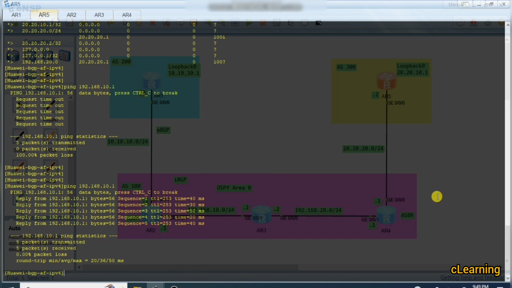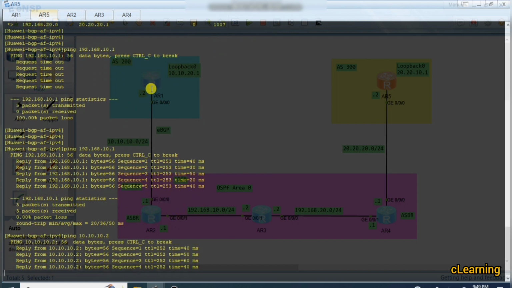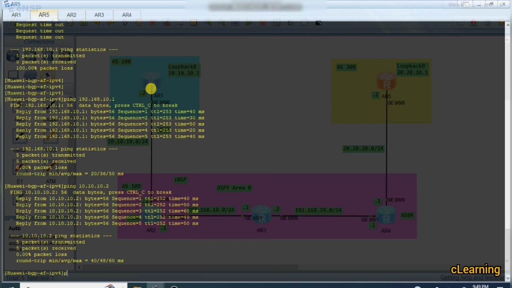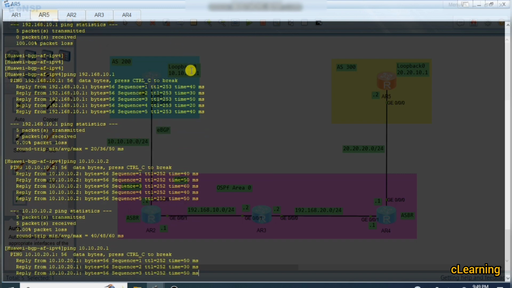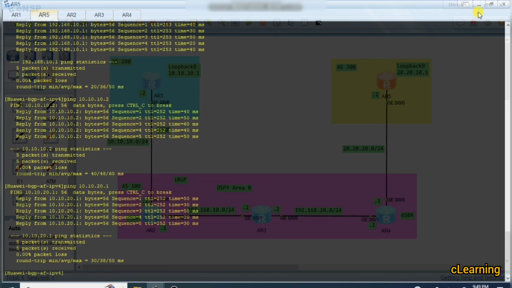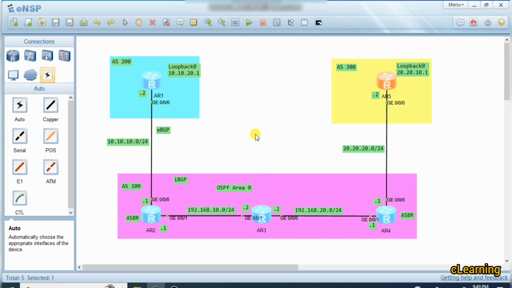From here to here all are reachable. So from here if you want to ping this, you can ping 10.10.10.2. So this is reachable. Its loopback would also be reachable, 20.1. So it is reachable from this autonomous system to this autonomous system. Both are reachable. So hope you like the video. So this was the concept behind the autonomous system and BGP.